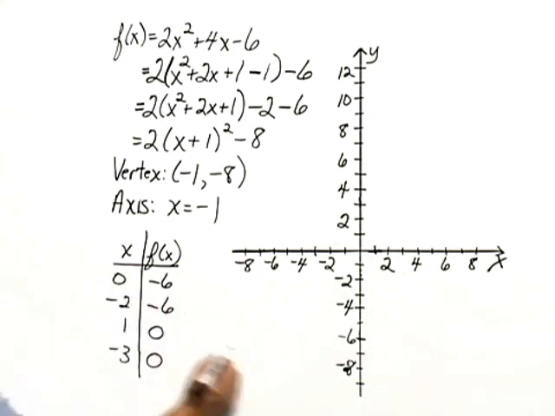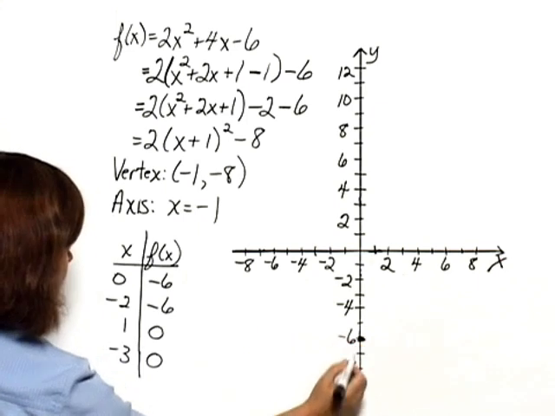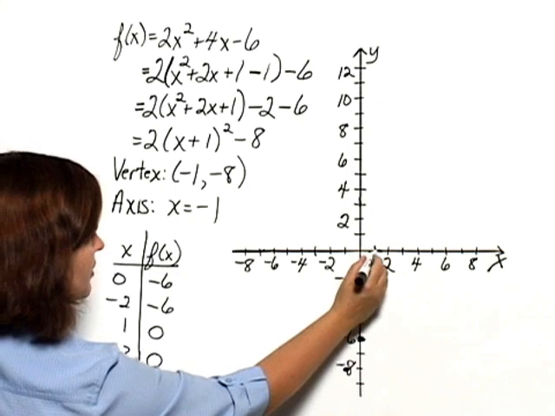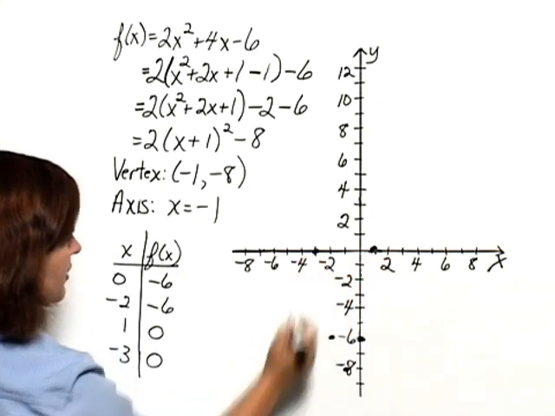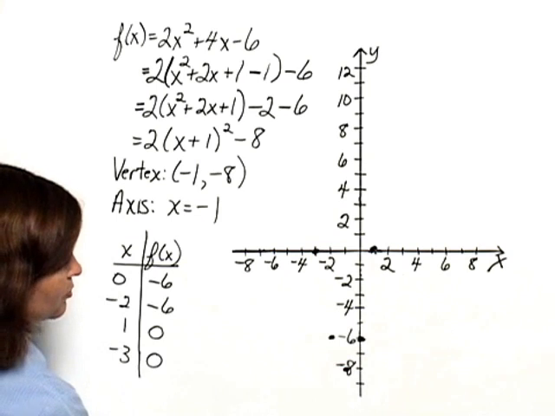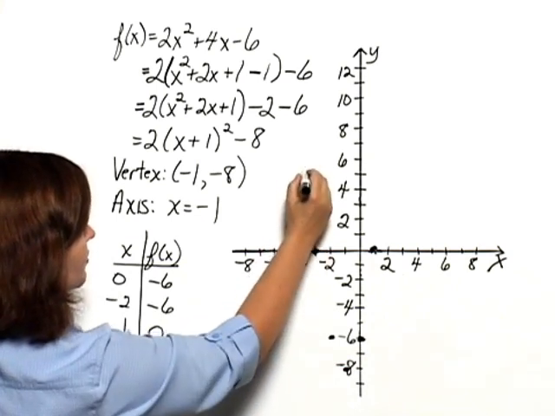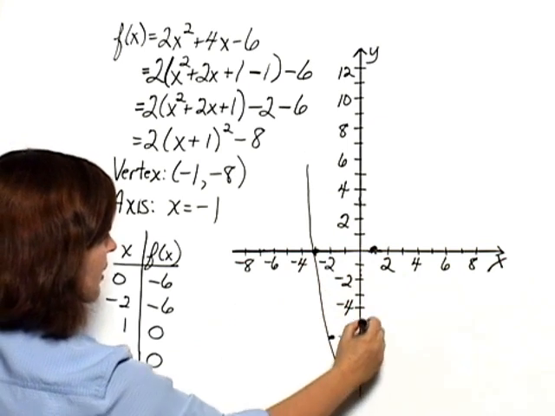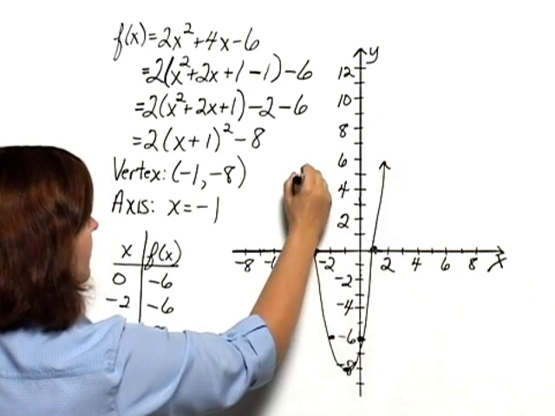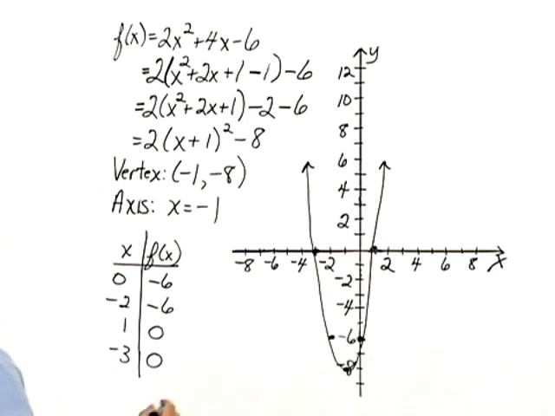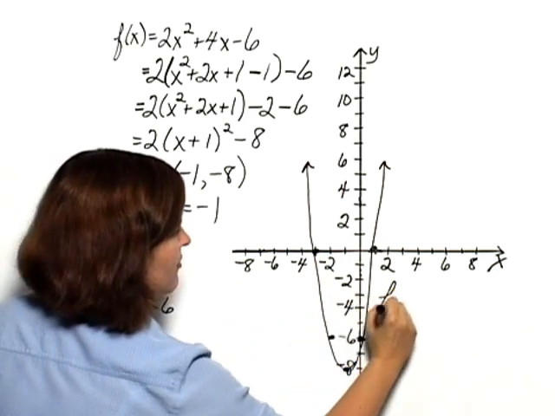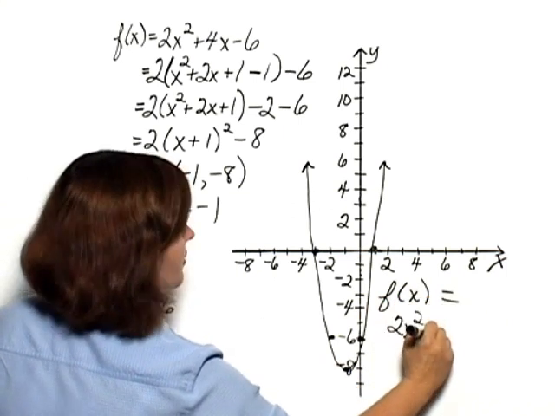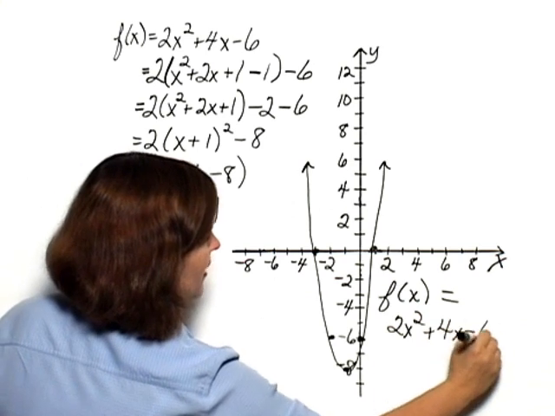Let's plot these points. 0, negative 6, negative 2, negative 6, 1, 0, and negative 3, 0. We can see that if we connect those, the parabola would open up, and so we can sketch it coming down to the vertex and going back up. As a final step, let's label our graph. We have f of x equals 2x squared plus 4x minus 6.